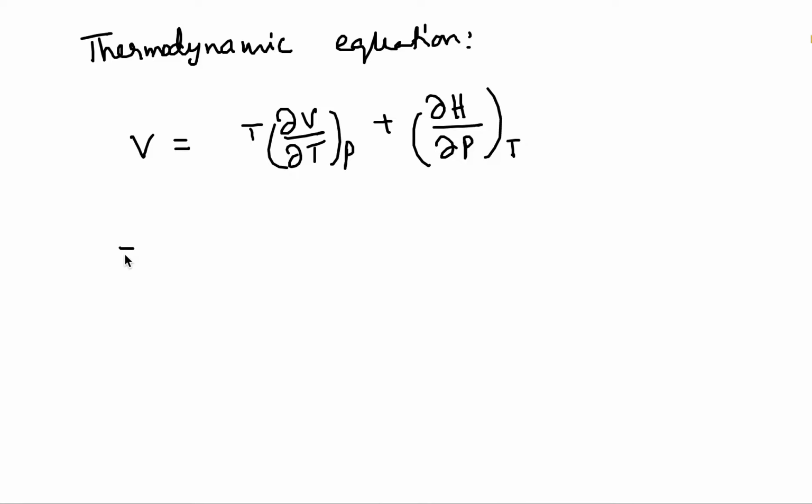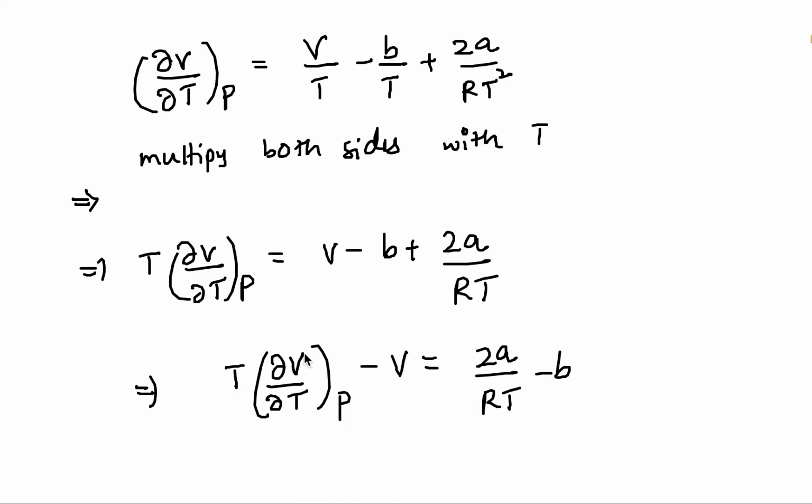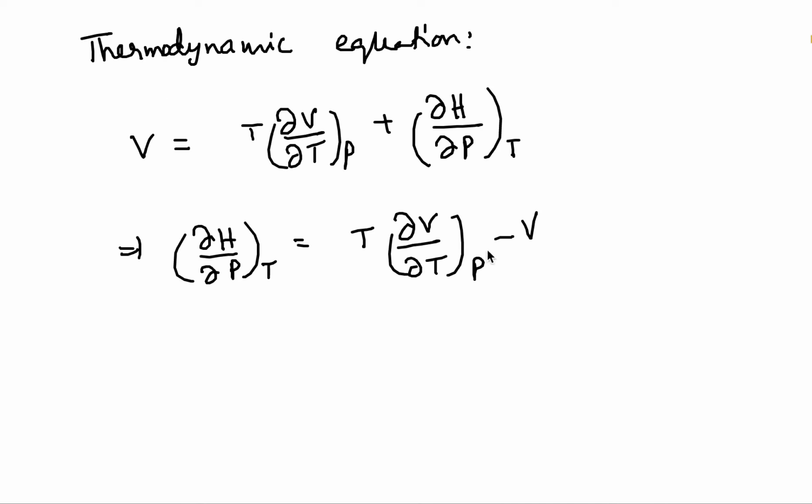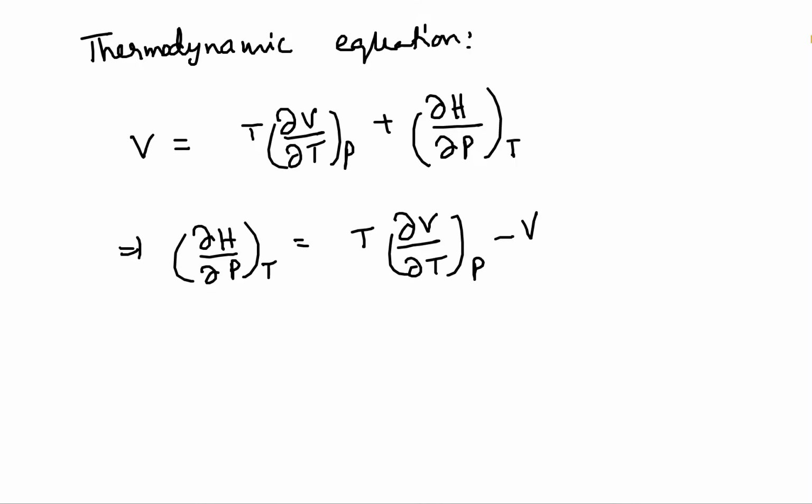So from this what can we write? ∂H/∂P at constant temperature is equal to T times ∂V/∂T at constant pressure minus V. And this is what we got last time, that T times ∂V/∂T at constant pressure minus V equals 2A/RT minus B. So what I'm writing here is 2A/RT minus B.